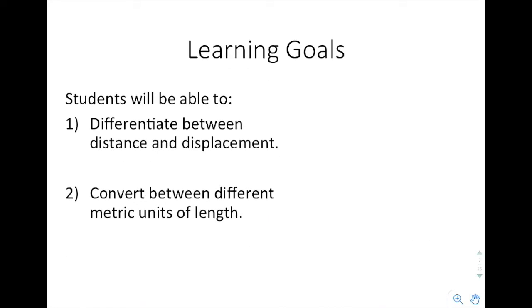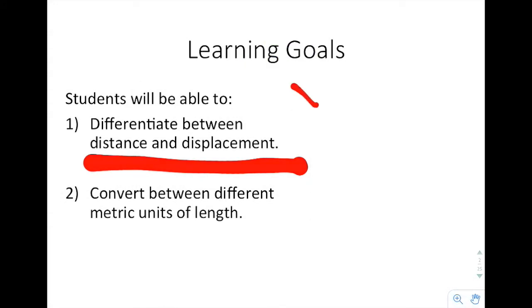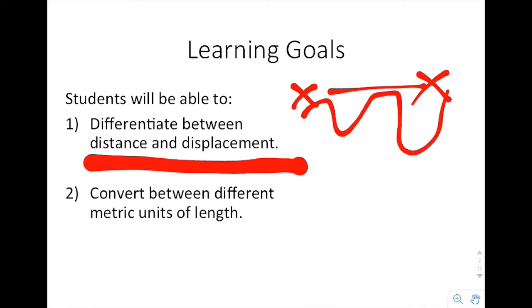So the learning goals for this presentation are that you should be able to differentiate between distance and displacement. Distance is generally thought of as the length as you go from point to point, but that's not actually the case. Distance implies the entire path taken, and we'll get into that a little more later. And that you'll be able to convert between the different metric units of length.